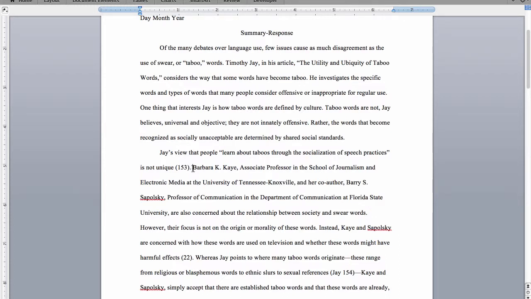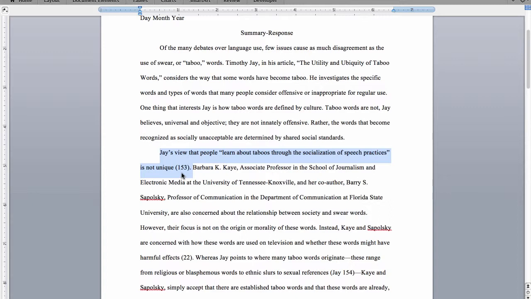In this particular case, the sample selected an article by Barbara Kay and Barry Sapolsky, and the specific information, the title of the article, is at the end in the works cited. Note here that the sample selected a particular idea from the Jay article: Jay's view that people, quote, learn about taboos through socialization of speech practices is not unique.